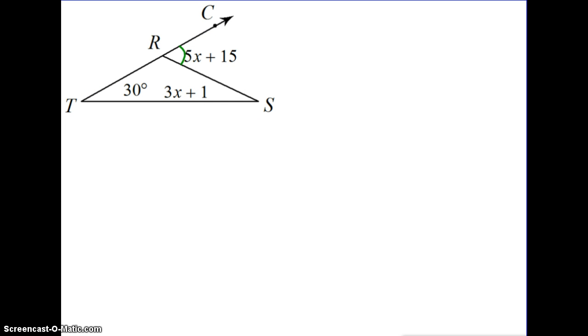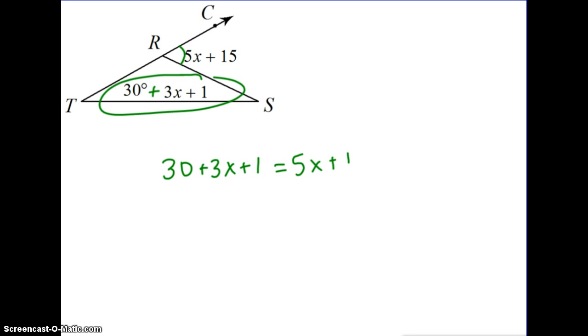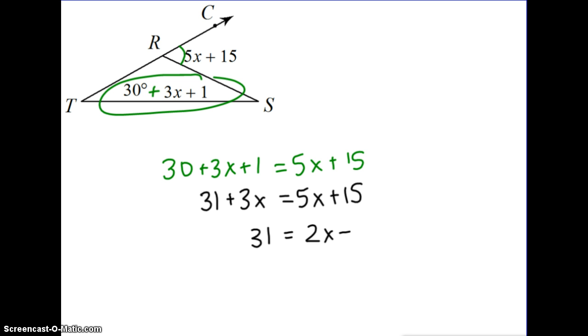Alright, exterior angle is 5x plus 15. These are my remote interior angles, so I'm going to add them up. 30 plus 3x plus 1 equals 5x plus 15. So doing some algebra here, let's go ahead and combine the 30 and the 1. So I have 31 plus 3x equals 5x plus 15. Subtract 3x from both sides. Subtract 15 from both sides.